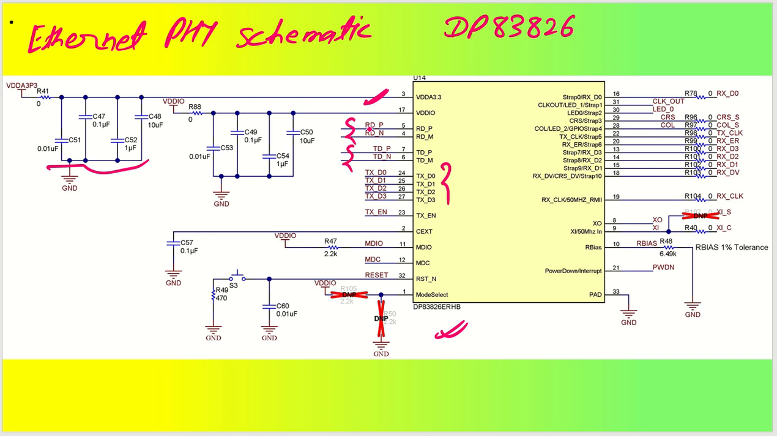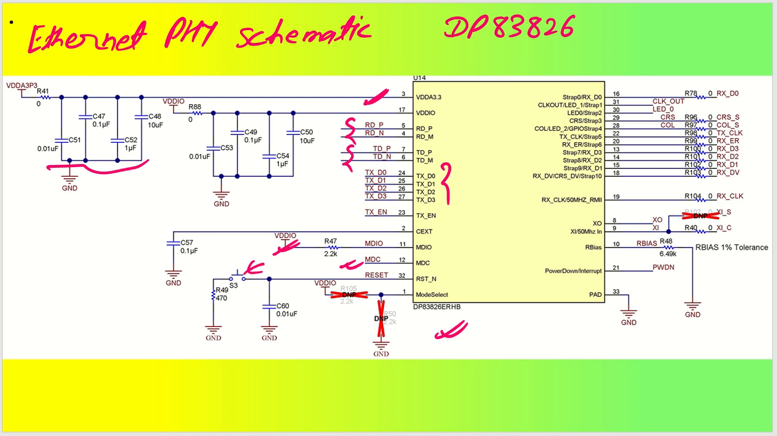Similarly, we have differential transmit lines. So these are the differential receive lines, and these are the differential transmit lines. We have transmit data lines to the MAC, like the FPGA, and then we have C external. So C external is nothing but a capacitor that will be grounded. Then we have the management data IO lines. The management data IO lines are not used here, so they are just pulled up. This is your MDC clock, that is your management data clock. Okay, we have a reset switch also.